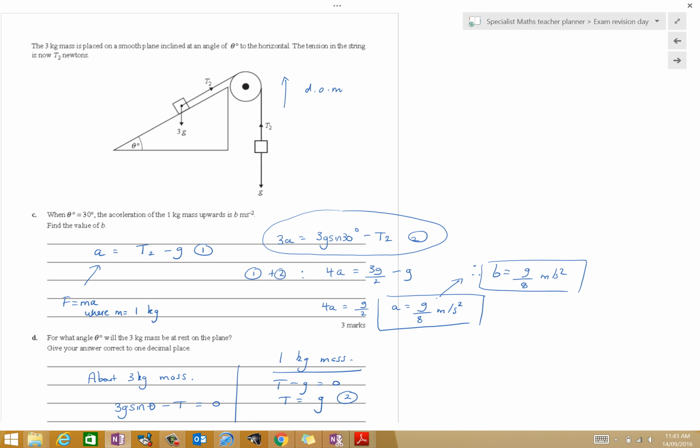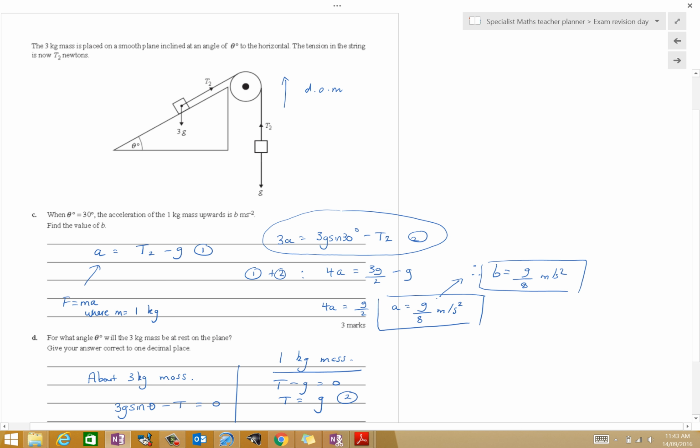So I've added those 2 equations together because those T's are opposing. That gives me 4a is equal to 3g sine of 30, which is 3g on 2, minus g, and that gives me g on 2. So therefore my acceleration is g on 8 meters per second squared, which means that b is equal to g on 8.